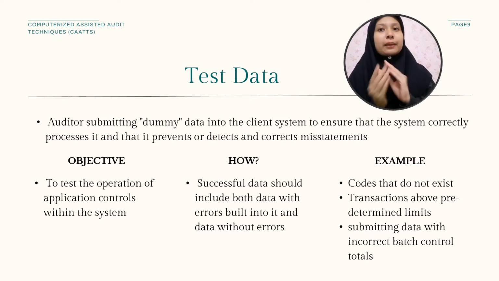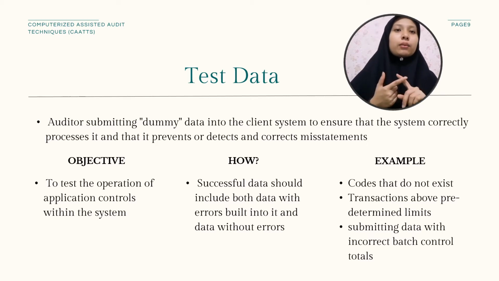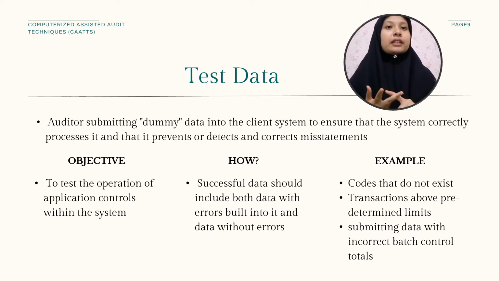Auditors submit dummy data into the client system to ensure that the system correctly processes it and that it prevents, or detects and corrects, misstatement. The objective of test data is to test the operation of application controls within the system and how it works. Successful data should include both data with errors built in and data without errors. For example, codes that do not exist, transactions above a predetermined limit, and submitting data with incorrect batch control.